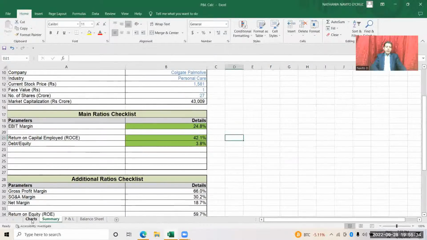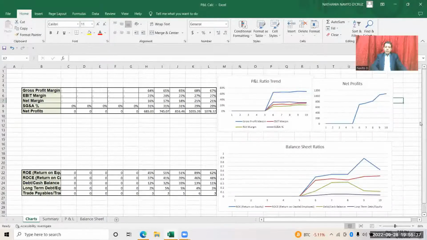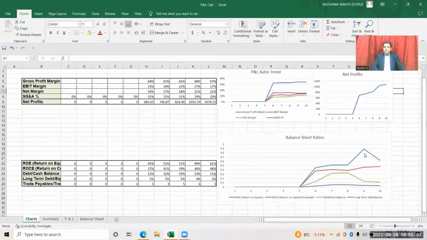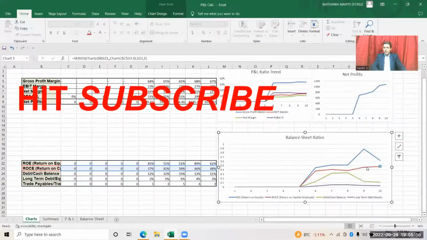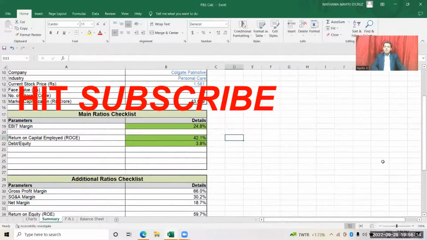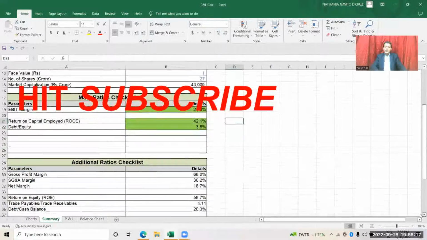So these are the list of parameters, and I've also plotted a chart of all the parameters, so you can have a look at how the performance is with respect to the previous years. If you see return on capital employed, it is pretty much stable. The stability and a slight rise is a good sign. Debt to cash balance is on a dip, and the next is the long-term debt to equity. This is also a slight dip, which is a good sign. So it's a great company to invest in. It is managing its finances quite well.